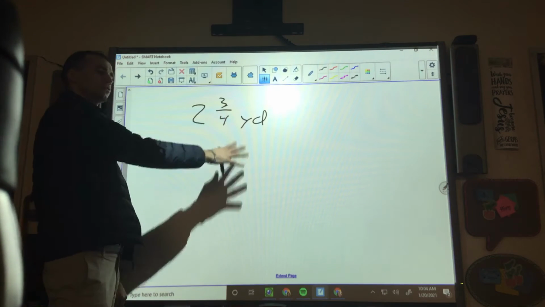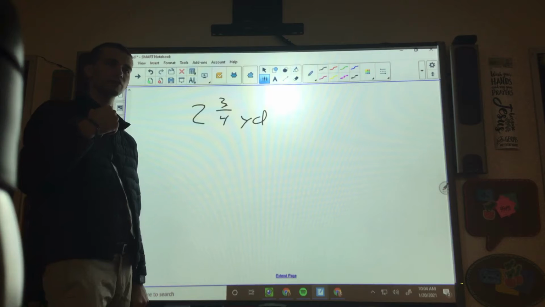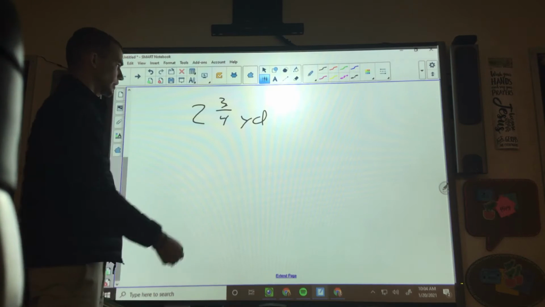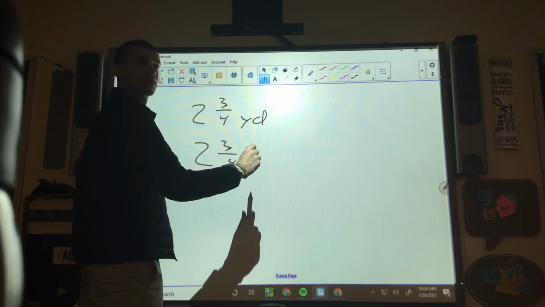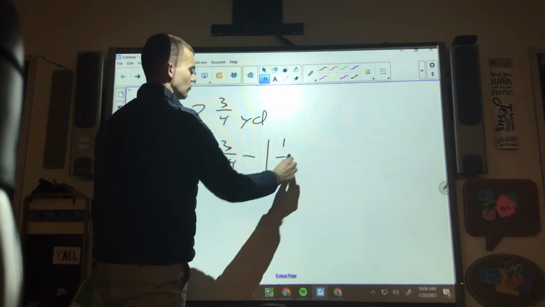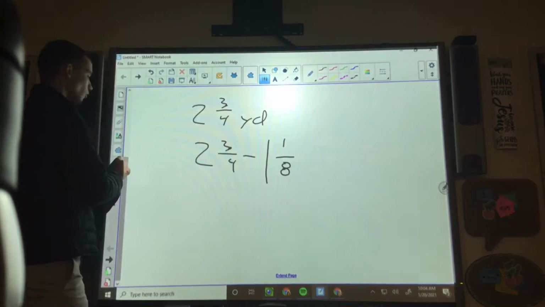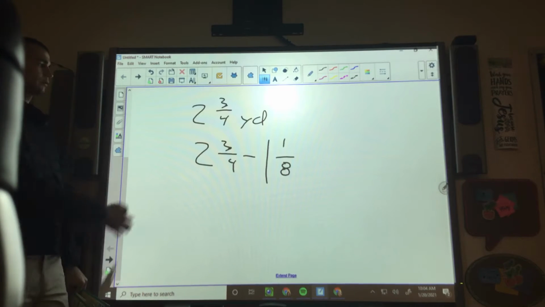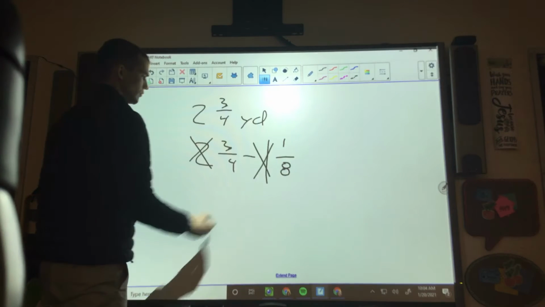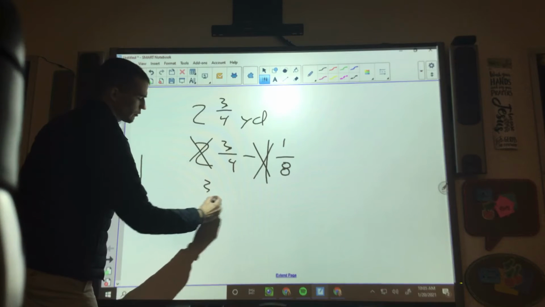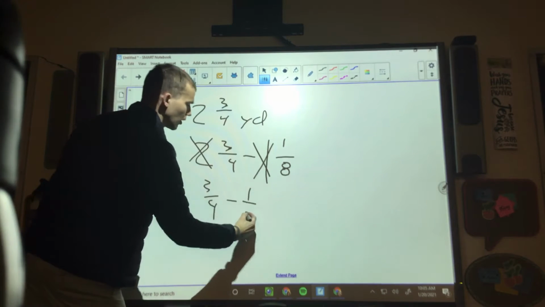Okay, so she has 2 3/4. She cuts away. That means you're doing what? Subtracting. So you have 2 3/4 minus 1 1/8. So the whole numbers we can subtract right away, 2 minus 1 is 1. Alright, so now I have 3/4 minus 1/8.